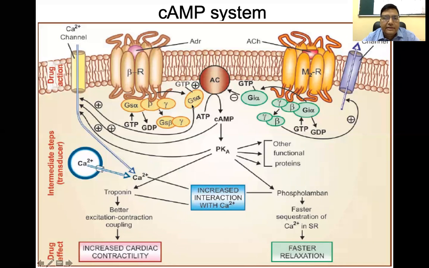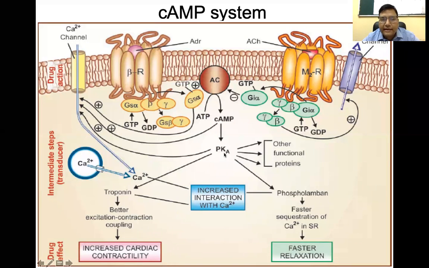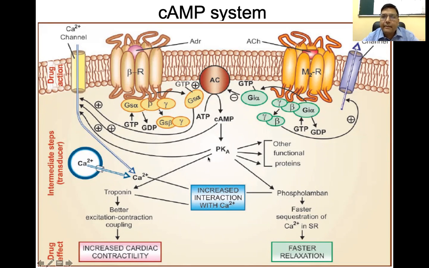What the GS alpha unit also does is open the calcium channel. Cyclic AMP also opens the calcium channel, and even the protein kinase also opens the calcium channel. There is an increase in calcium, which will lead to increased contractility, and this is how the G stimulatory proteins act through the cyclic AMP pathway.